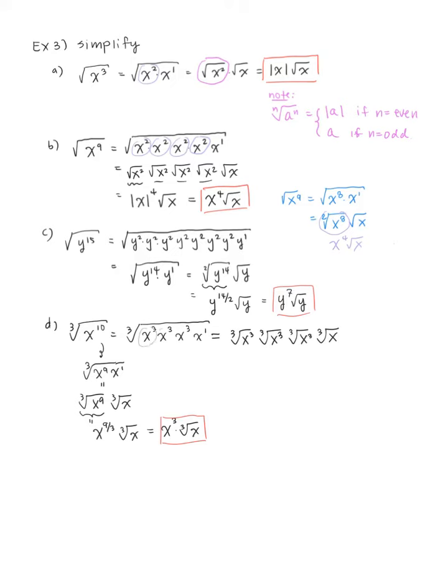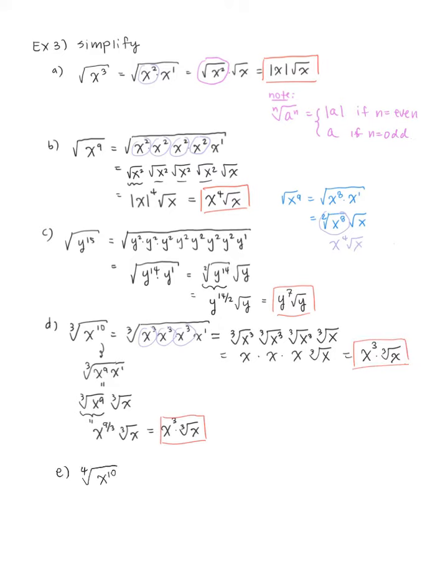Now, sorry, I forgot to circle the perfect ones. So in this case, what we're going to get is x times x times x times the cube root of x. So we're still going to get x to the third times cube root of x for the answer. So either way you want to do it is okay.